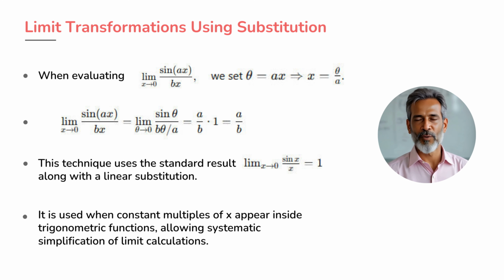Rearranging gives us a over b times sine theta over theta. Now, as theta approaches 0, sine theta over theta approaches 1, our standard limit. So, the entire limit simplifies neatly to a over b. This substitution technique is a powerful way to bring complex-looking trigonometric limits back to familiar territory. It's especially handy when you see constant multiples inside the trig functions. Keep this handy method in mind to simplify your limit problems systematically.